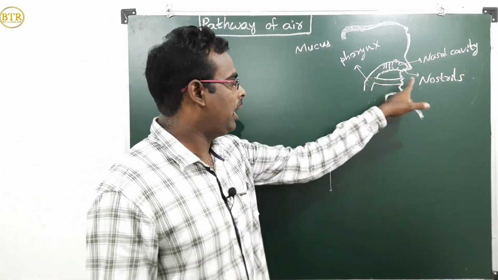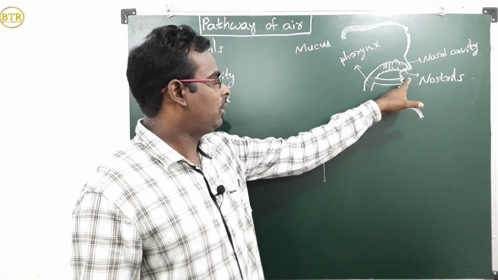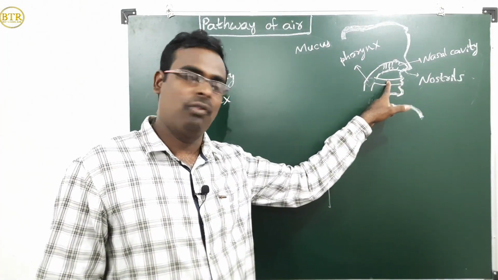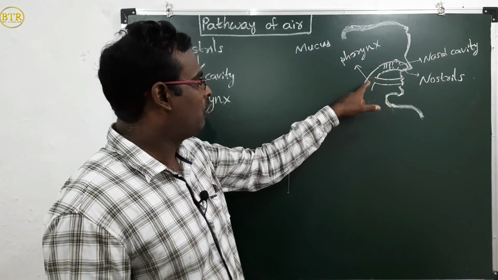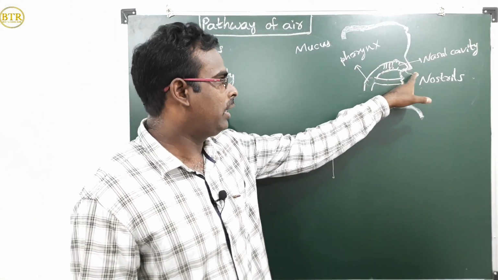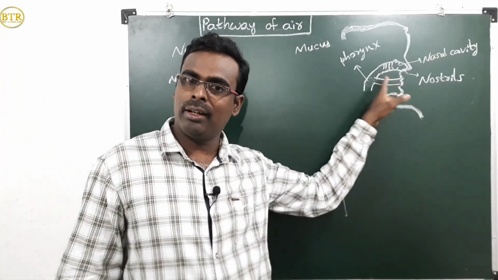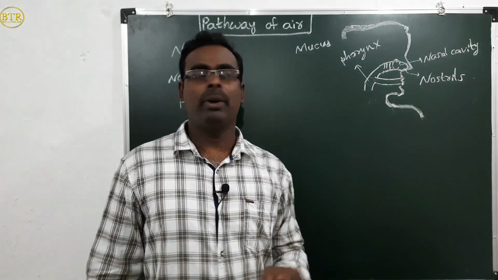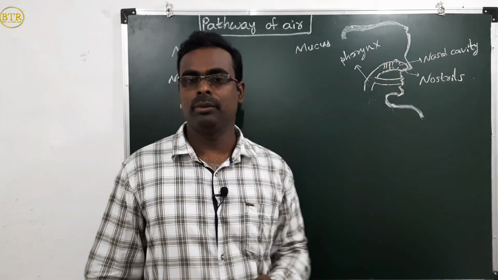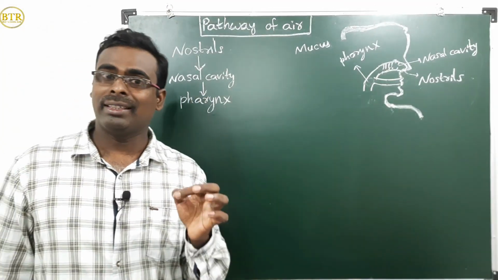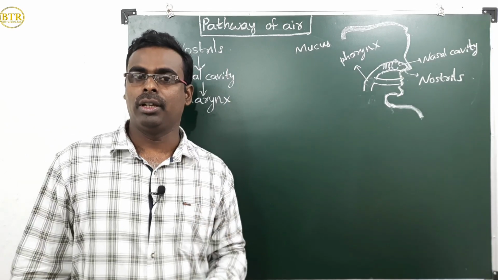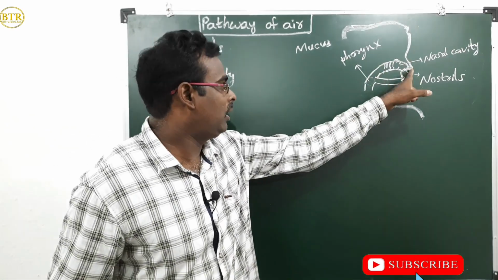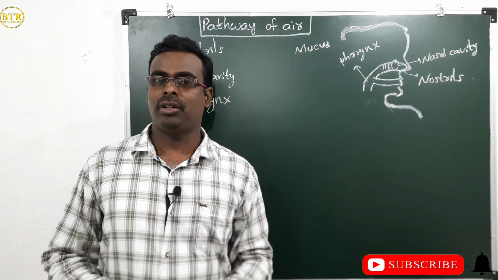See here, when we take food, we take it through the mouth. Then it enters the buccal cavity. After the buccal cavity, food enters the pharynx. That means air enters the pharynx and food also enters the pharynx. So the pharynx is a common passage for air and food, a common passage for the respiratory system and the digestive system.